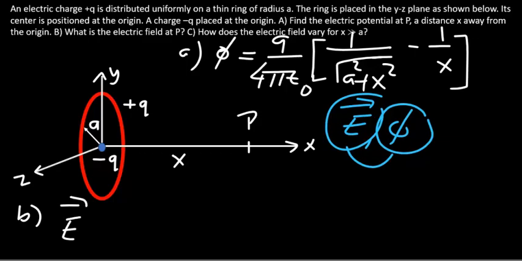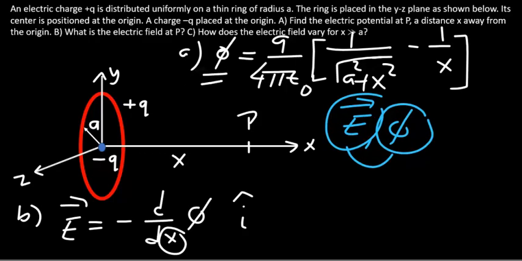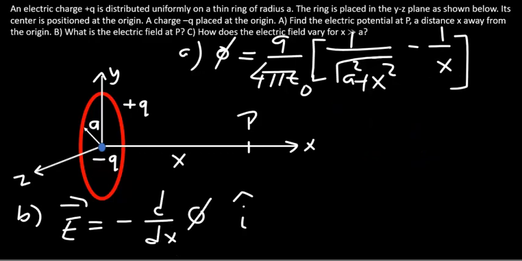Electric field is given as minus the x derivative of the electric potential times the unit vector along the x direction. Now you don't have y contribution or z contribution because for the electric potential, the only variable that shows up in its expression is x. So let's do the derivatives of these two terms.